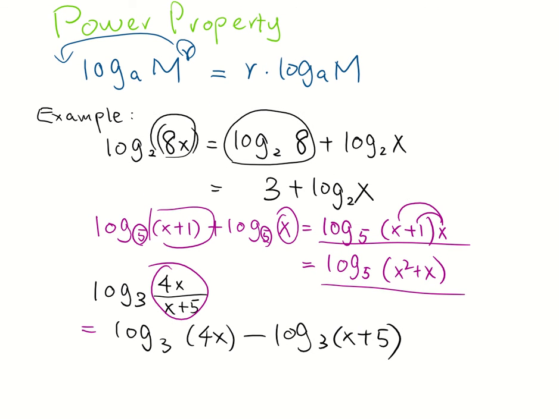Wait a second, I can apply the property one more time. Well, the product rule one more time to further expand this expression, because here we have a product. You have log with base 3. You can write this as log with base 3 of 4 plus log with base 3 of x. That's the use of the product rule, minus log with base 3 of x plus 5.